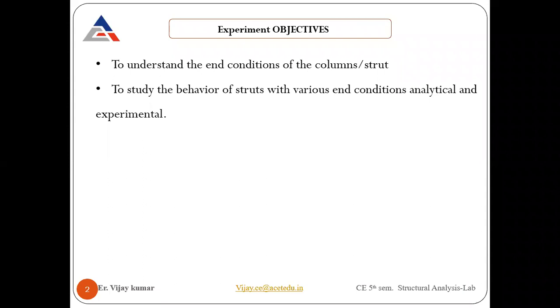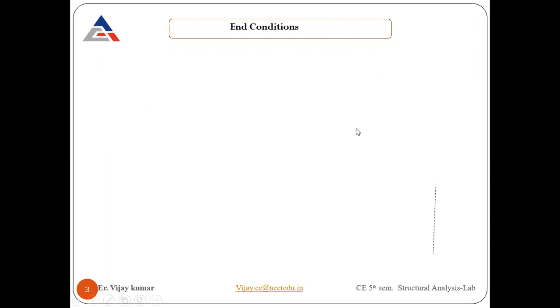After completing this experiment, you will be able to see what the end conditions of a column are, and you will understand how things compare analytically and experimentally. We will see that in this particular experiment. So these are some of the objectives. Before going to the experiment view, how we can perform this experiment and what things to keep in mind, I always focus on the conceptual part first, then we will move to the experimental part, the way we need to perform that experiment.